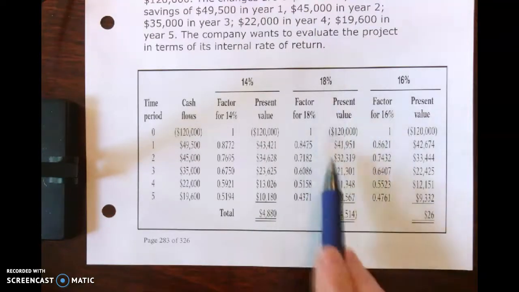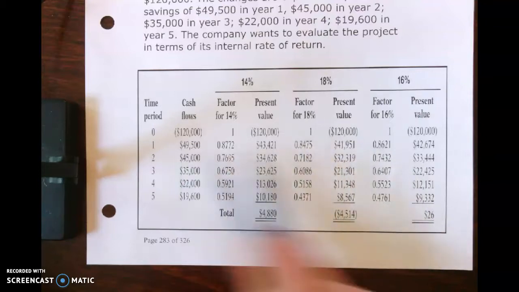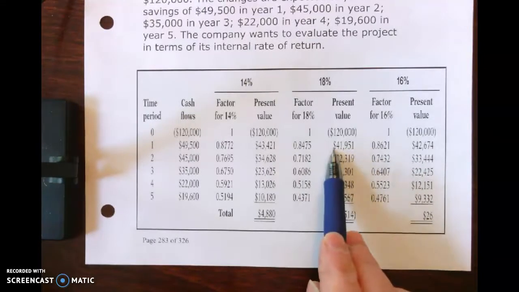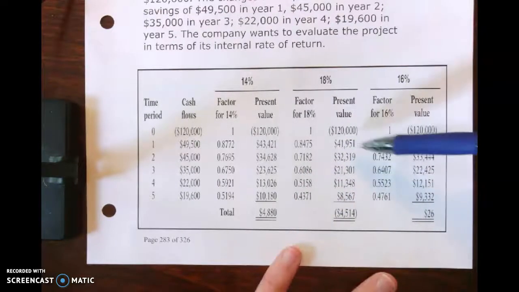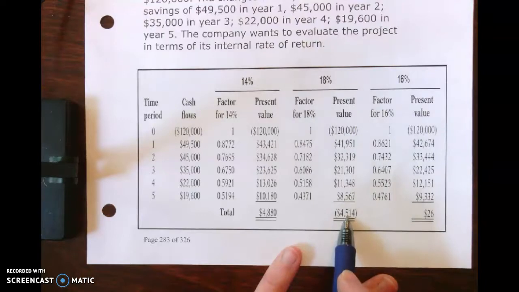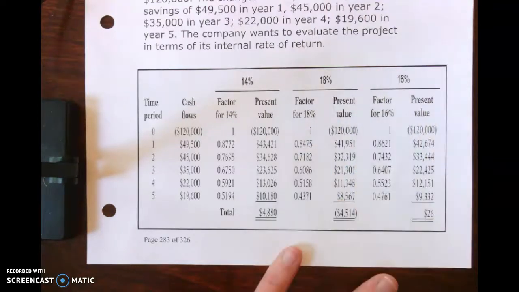So when we look at 18%, you look in the present value of a single amount table, 18%, period 1, 0.8475 times the 49.5 gives us our 41, and then period 2, 18% present value single amount, and so forth. We add up all these cash inflows, we subtract out our cash outflow, and then look, we have a negative net present value. So is 18% the internal rate of return? No, it's not, because this is not 0. Because we have a negative net present value, our next guess needs to be lower. So that's why we tried 16.